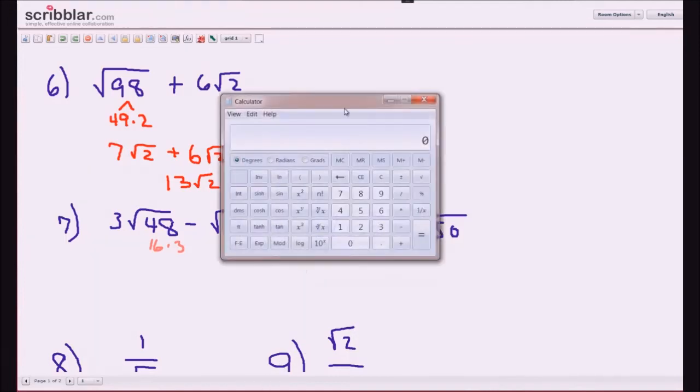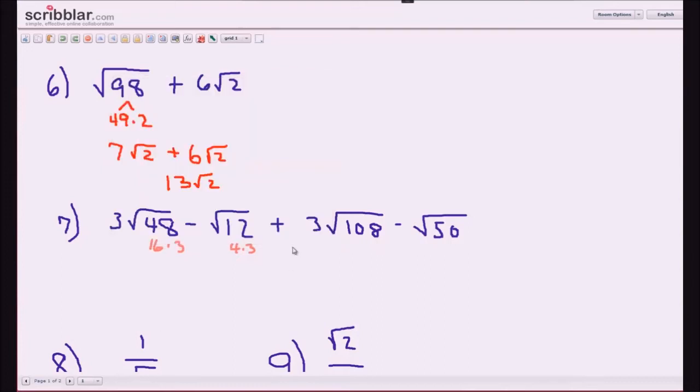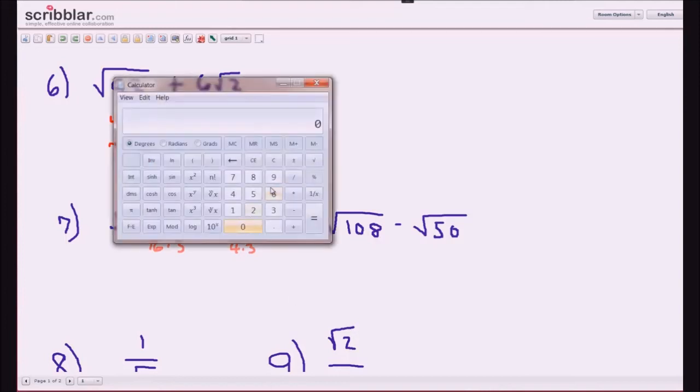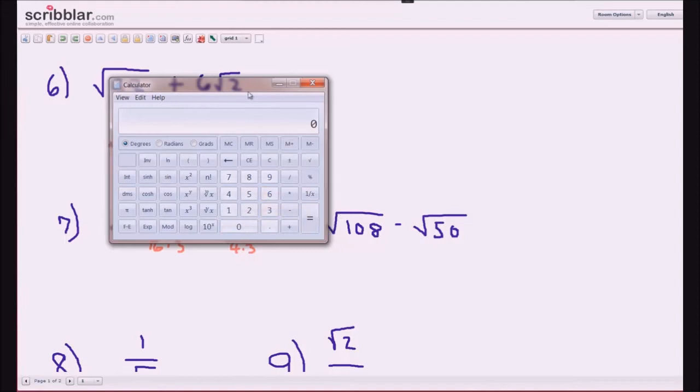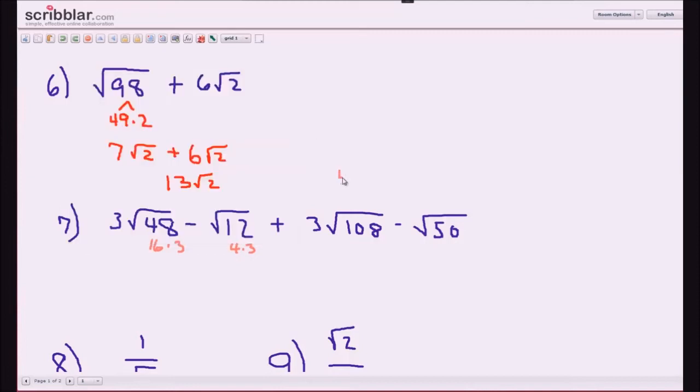108. Ooh, that's a tough one. What's the biggest perfect square that goes into 108? Well, let's try 16 again. Nope, not quite 16. But let's think a little more strategically here. That last number is 8, so let's try 4 real quick. 108 divided by 4. Oh, it does go in evenly, so 4 is a perfect square. It's 4 times 27. But inside the 27 is also a perfect square. 27 is the same thing as 9 times 3.